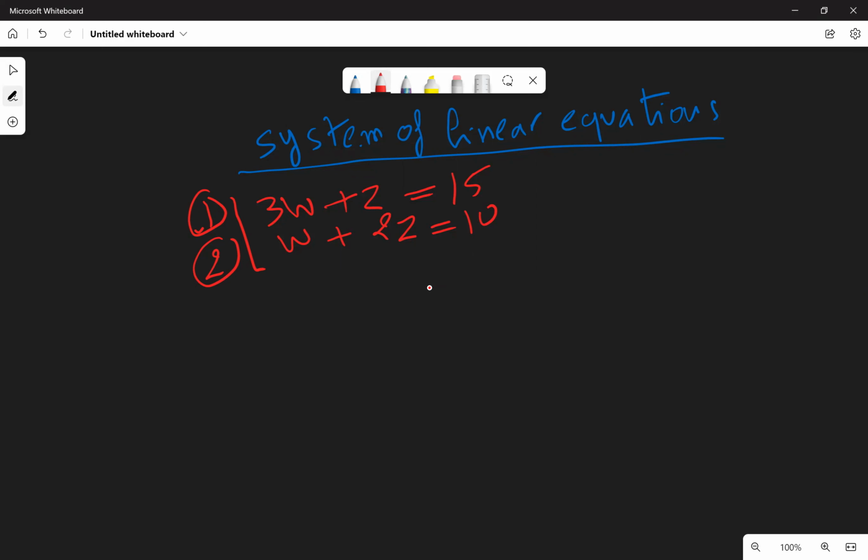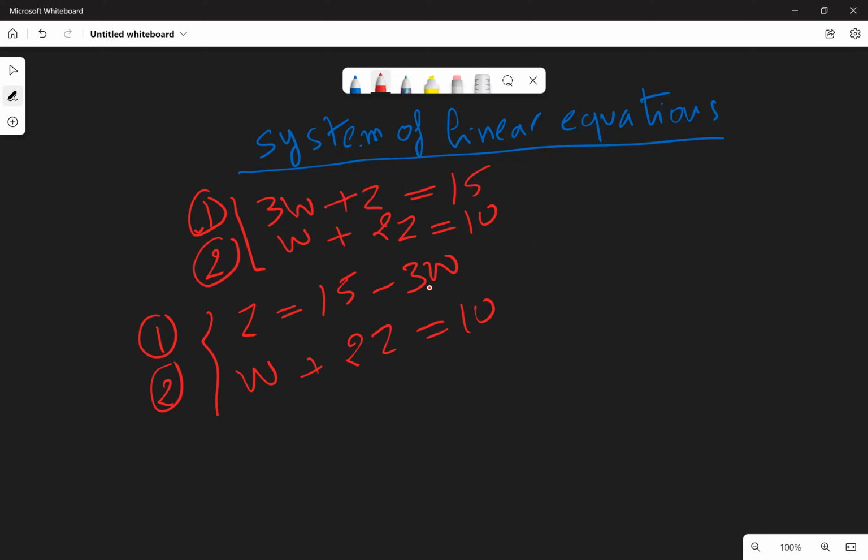So we have z equals 15 minus 3w, because we want to find the value of z, so we have to subtract 3w on the left side of the first equation, and then we do the same thing on the right side. So we get z equals 15 minus 3w, and this becomes our first equation. The second equation stays the same, so we get w plus 2z equals 10.